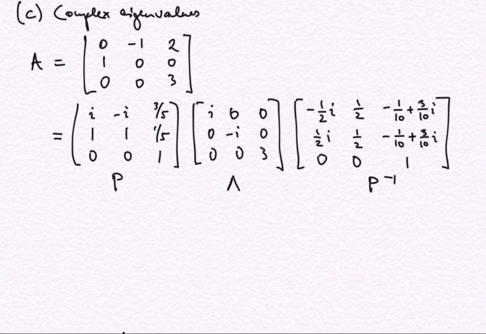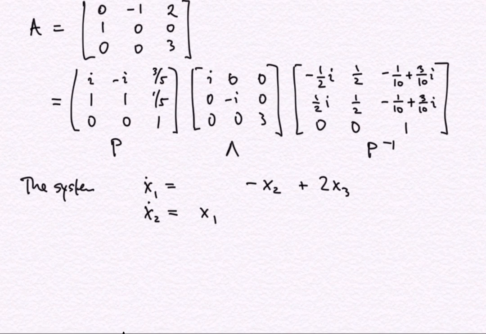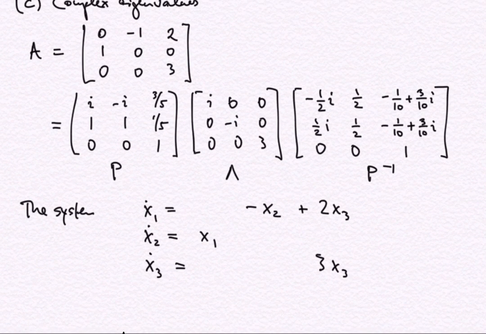And now let's write the system down in longhand, just so that we see there's nothing complex in the system itself. Yeah. So this can arise in applications naturally because, just reading again along the lines, x1 dot is minus x2 plus 2x3. x2 dot is x1 plus 0x2 plus 0x3, and x3 dot is 3x3. So it looks completely innocuous, but it's actually the case of complex eigenvalues and complex eigenvectors.